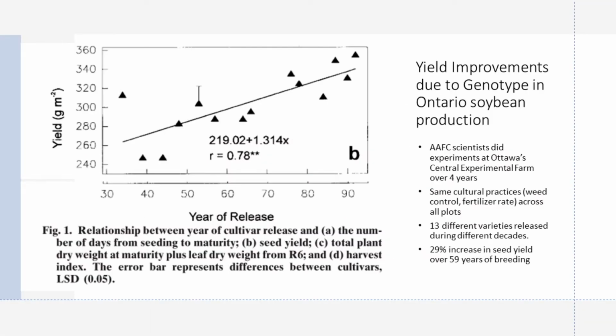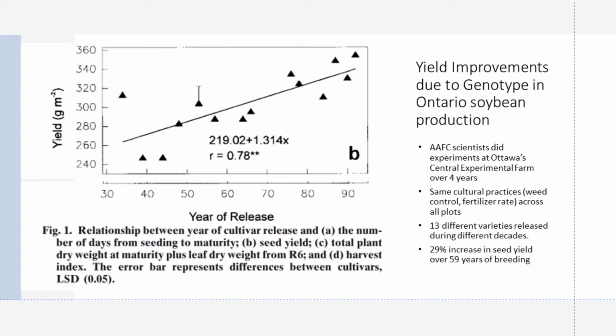So this is a figure from the Morrison paper, and this was a study done by Agriculture Canada. This one site, it was the Ottawa Central Experimental Farm. The study was repeated over 4 years. So again, the same cultural practices across all the plots, 13 different varieties released during different decades. And so here we can see year of release on the x-axis, 30 would be 1930, 90 would be 1990, and then on the y-axis, soybean yield, grams of yield per meter squared.